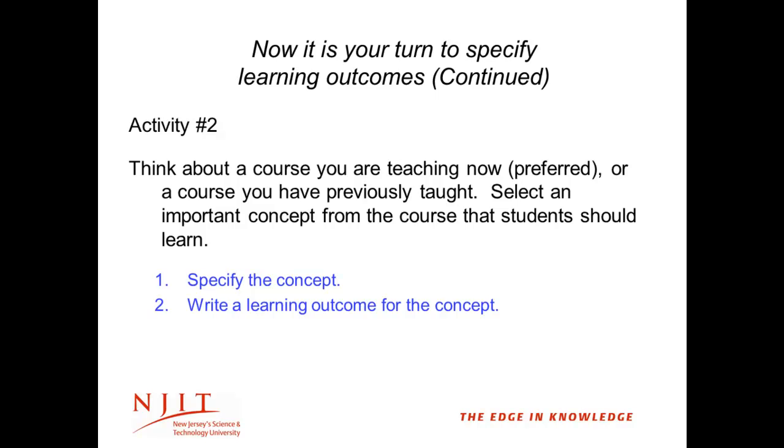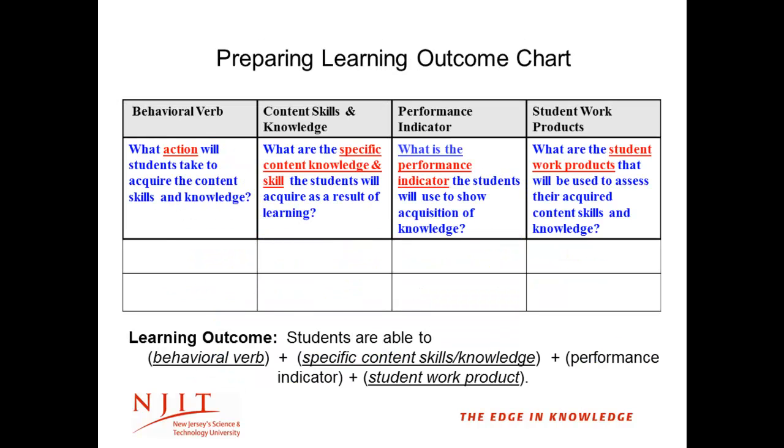All right. And then the other document is a colorful document that has 4 columns on it. At the very bottom, that's a good idea. Okay. At the very bottom are the 4 parts of the learning outcome. So the behavioral verb and the specific skills and knowledge is where we're going to stop today. And then the last 2 are what we're going to cover in part 2 of this workshop.